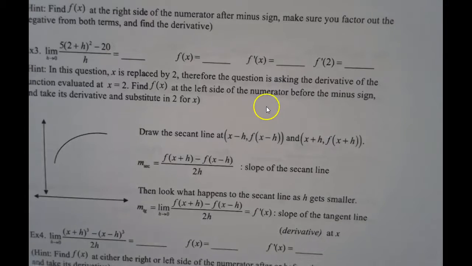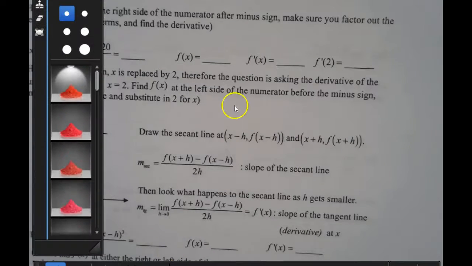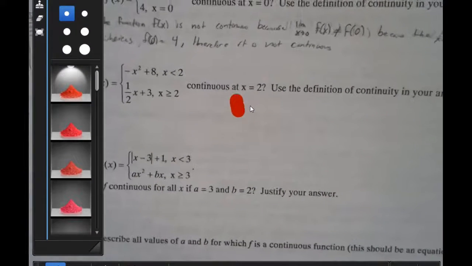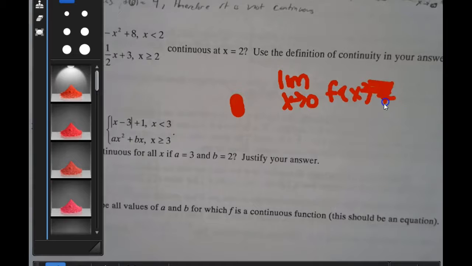You need George's. George's should say the limit as x approaches 0 of f of x does not equal f of 0 because 5 does not equal 4. That's literally all you need to have for his. And the answer is no.